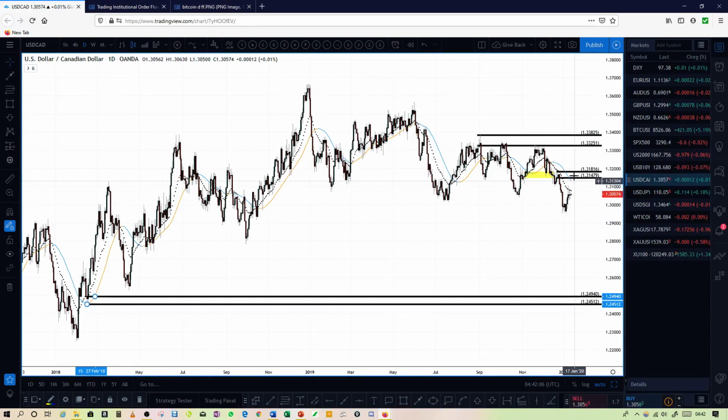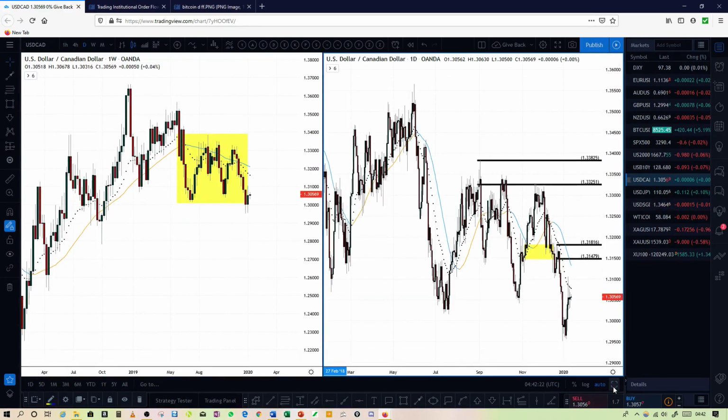If it doesn't continue, you will see it by the removal of this level. If this level holds, then eventually we're looking at getting down to here. If it doesn't hold and this level is broken, then we can reevaluate and look for shorting opportunities further up. Okay.